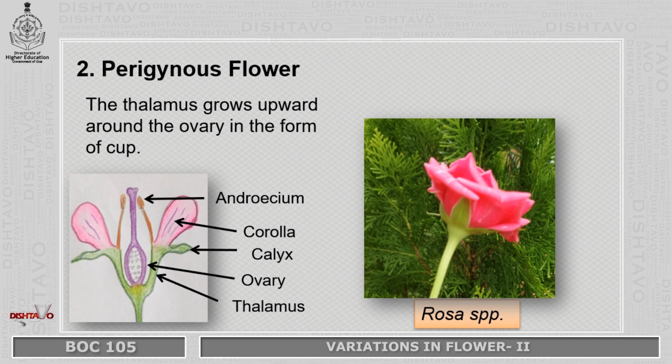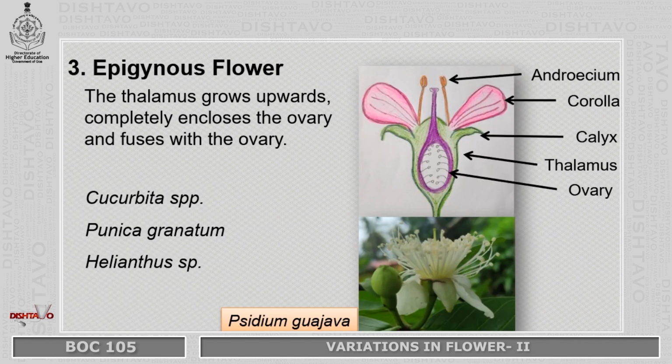The example of the perigynous flower is Rosa species, which is commonly called rose. The third type of flower is epigynous flower. In epigynous flower, the thalamus grows upwards, completely encloses the ovary and fuses with the ovary.